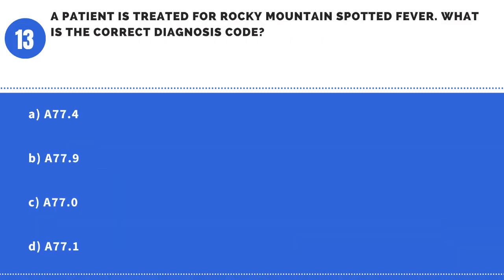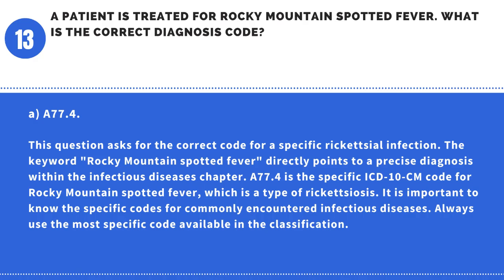Question 13. A patient is treated for Rocky Mountain spotted fever. What is the correct diagnosis code? A. A77.4. B. A77.9. C. A77.0. D. A77.1. Answer A.